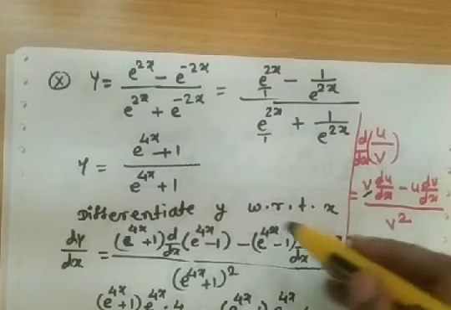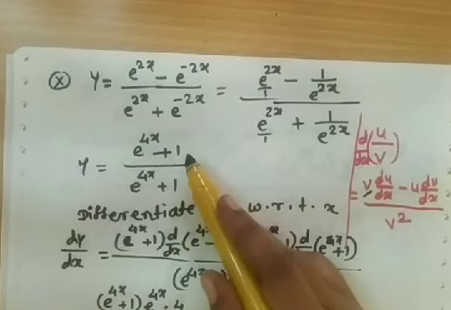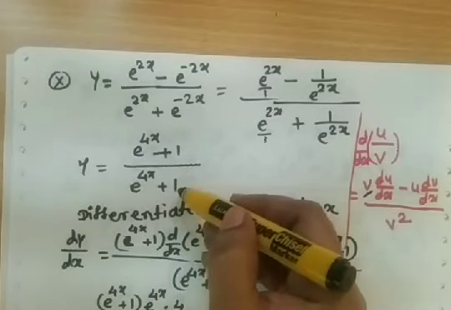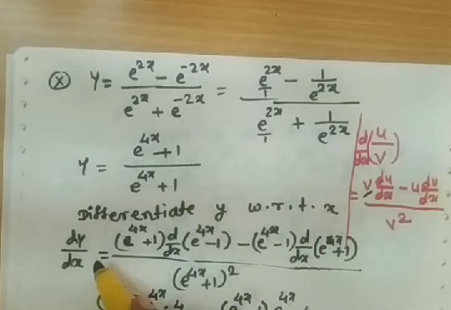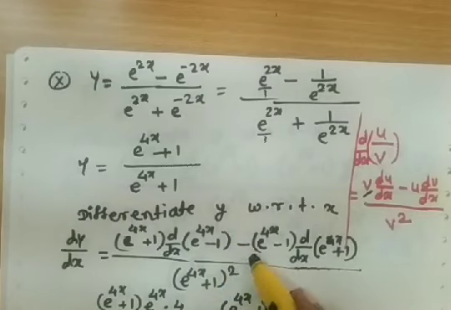By using this rule, we have to differentiate the given function, that is y is equal to e raised to 4x minus 1 divided by e raised to 4x plus 1. dy by dx becomes e raised to 4x plus 1 into the derivative of e raised to 4x minus 1, minus e raised to 4x minus 1 keep as it is and take the derivative of the denominator, that is e raised to 4x plus 1.